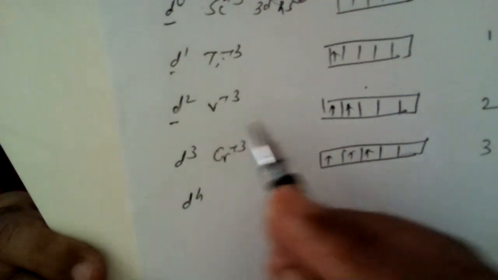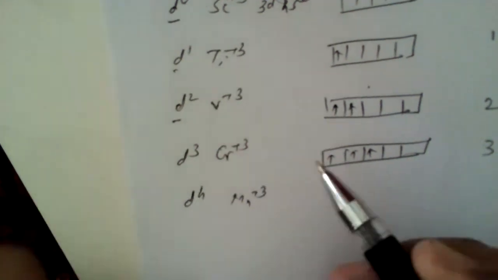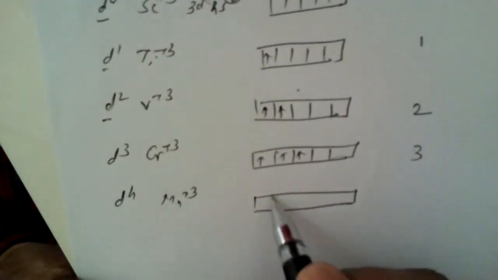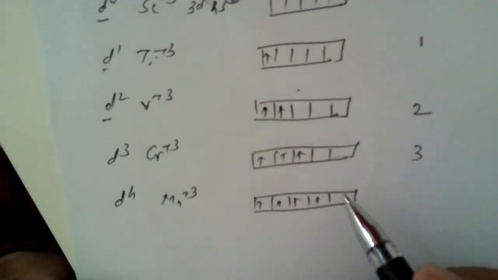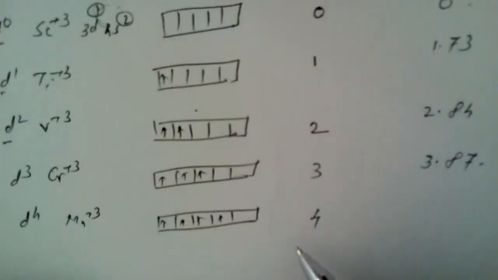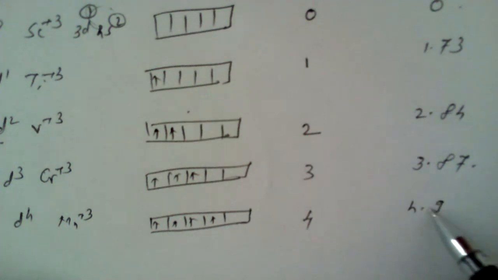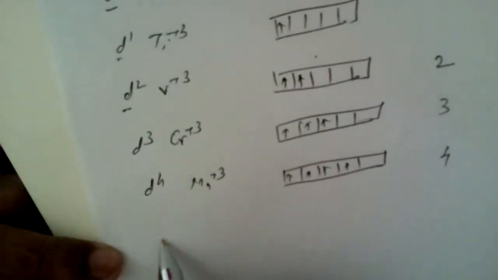Then d4 case. d4 case, for example, Mn+3. You have to write Mn+3. It has the configuration d4. That means d orbital containing 4 electrons. There are 4 unpaired electrons. Number of unpaired electrons is 4. Then magnetic moment is 4.90. Then d5.